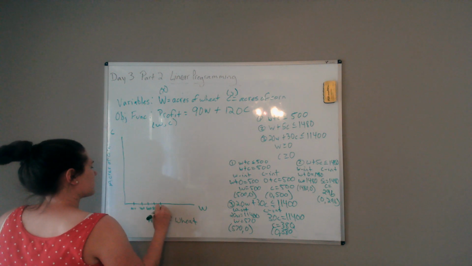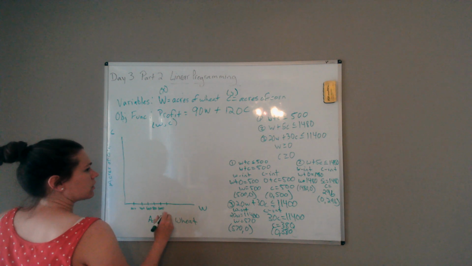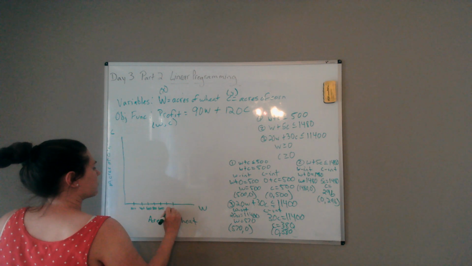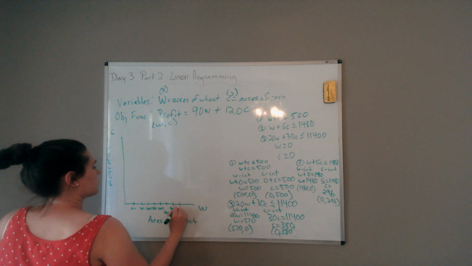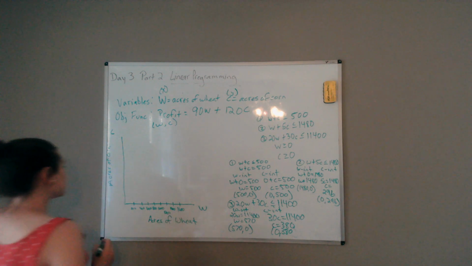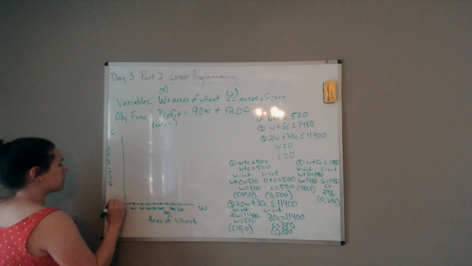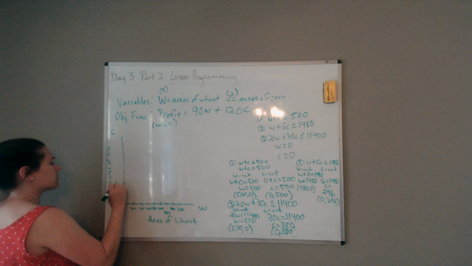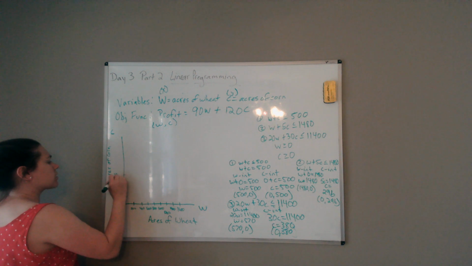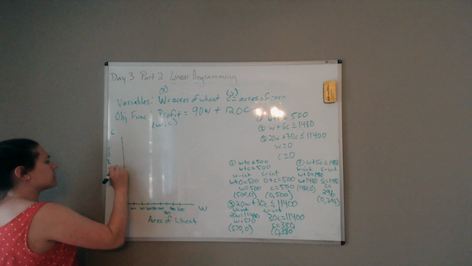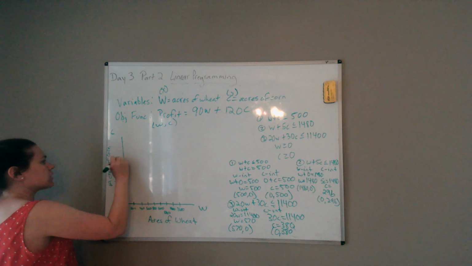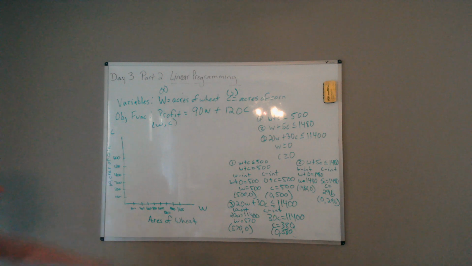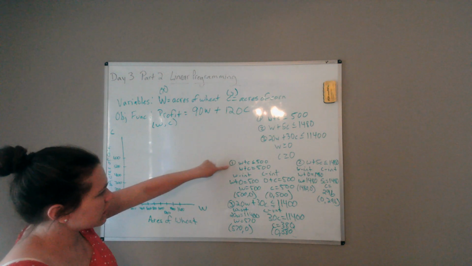Okay, so that's going to be 1,000, that's going to be 1,200, that's going to be 1,400, that's going to be 1,600. Okay, and I'm going to go 100, 200, 300, 400, 500, 600. I don't think I have to go up any further than that. Nope. So let's graph the first inequality.